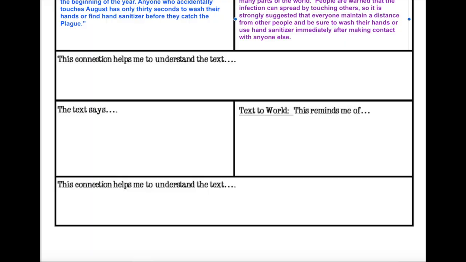For our final piece, we have the you do, and you guys are going to be using the text from this week's Read Aloud and filling in the text says box, making your own connection to something that's happening in the world, not to yourself, and then completing the final box where you write down what that connection between your real world event and the text helps you to understand while reading the text.